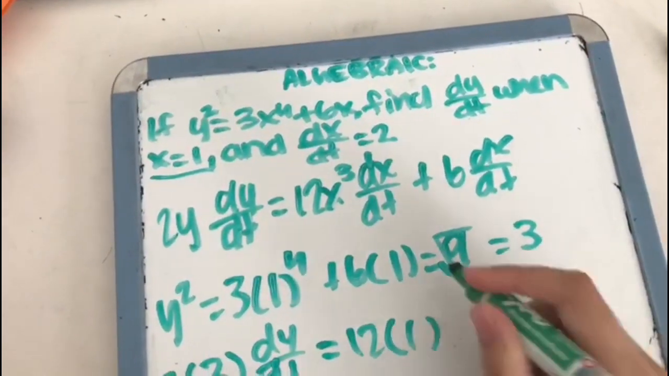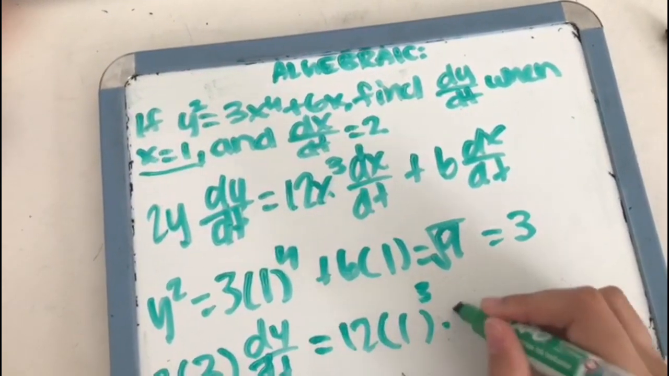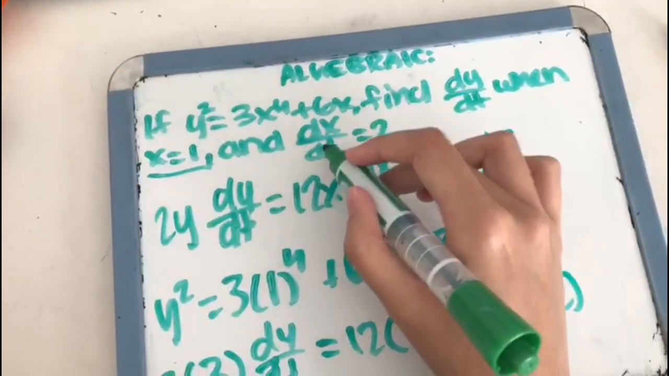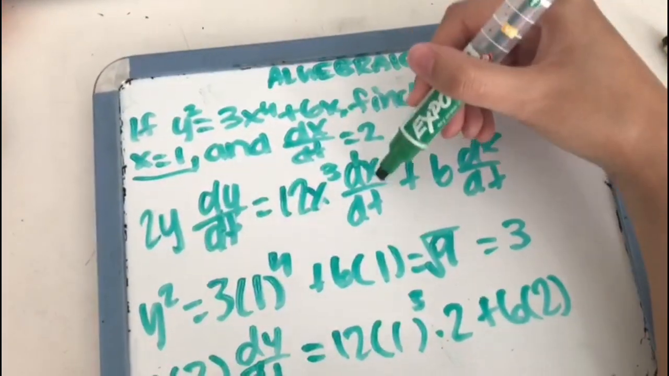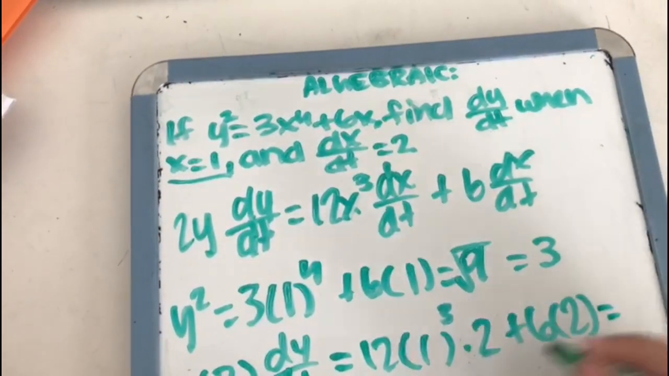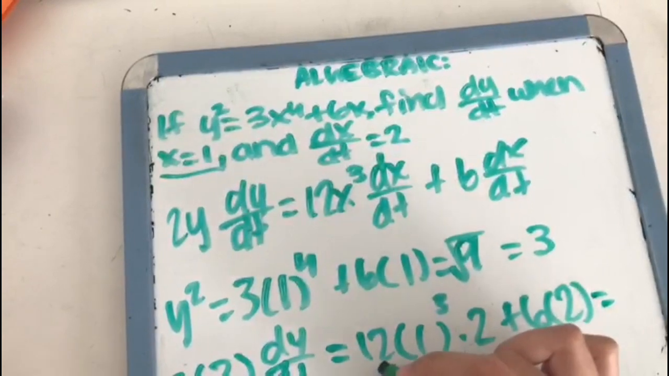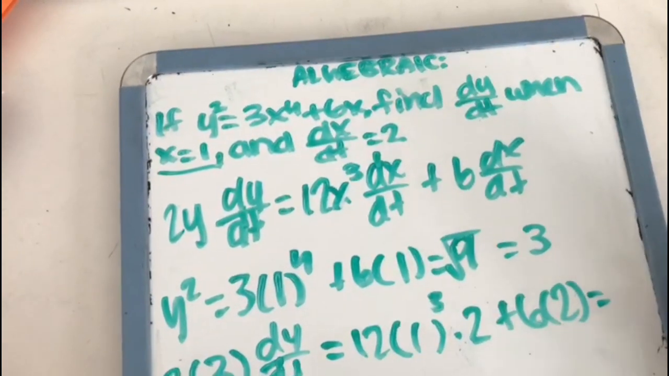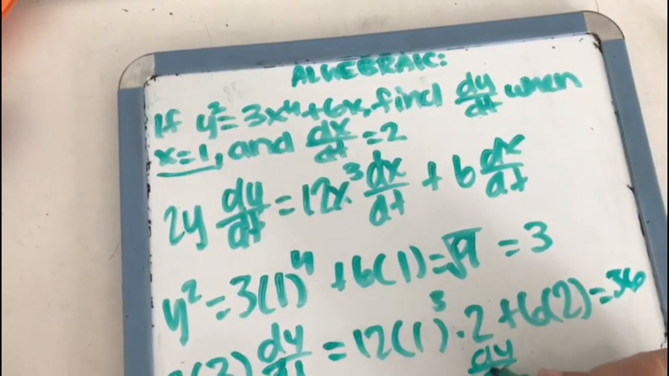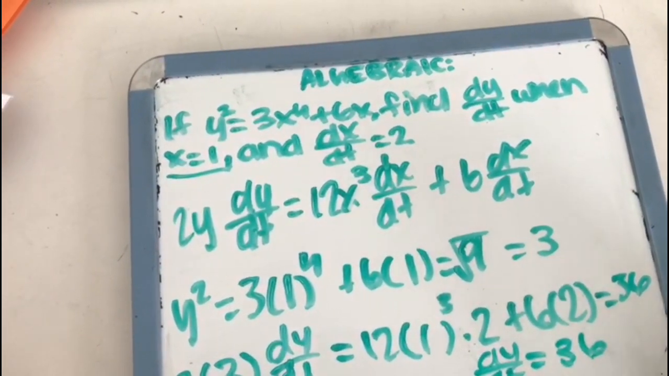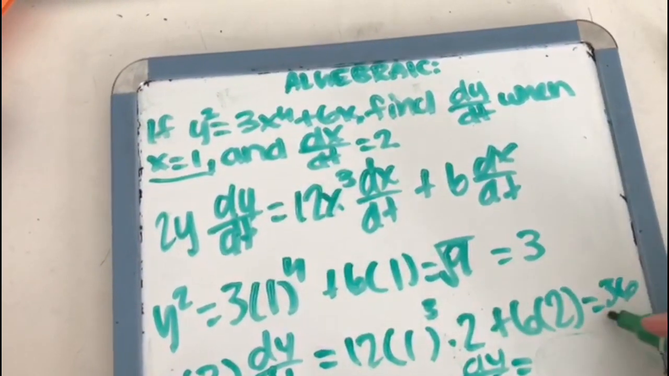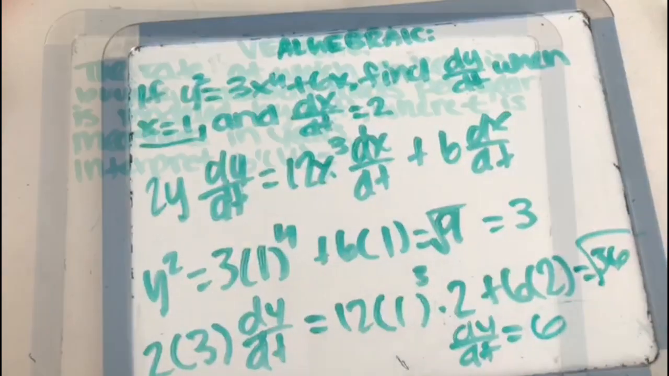I was going a little too far ahead. So it would be times 2, and then plus 6 times 2 again, because dx over dt is 2. That's why I said, oh wait, let's put 2 there, because dx over dt is 2. Okay, and then we have that as 12, 24, 36, right? So dy over dt is equal to 36. And oh wait, no, I'm sorry. It would equal 6 because of the square root, and it equals 6. And this is your answer for this problem.